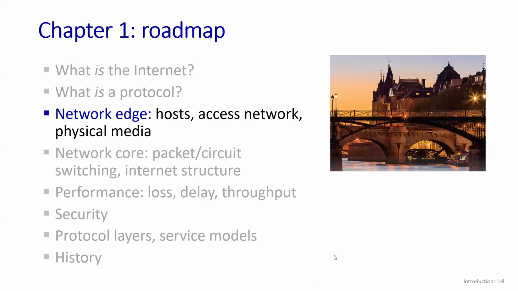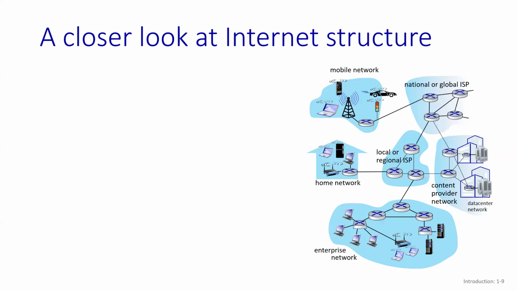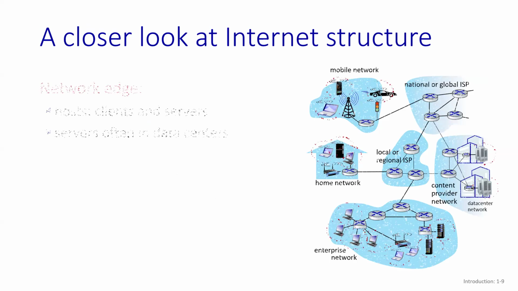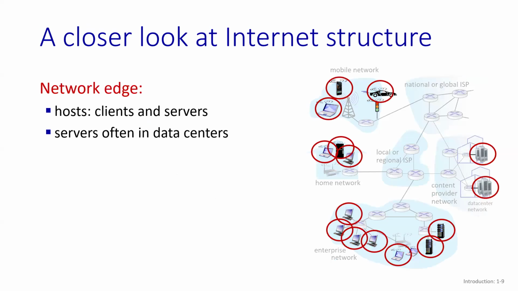So in the previous video, I talked about the internet. I talked about what is a protocol, what are the different types of protocols that exist on the internet. And now we are going to talk about the network edge. Again, if you look at the internet structure, you have the network edge, which basically comprises of clients and servers.